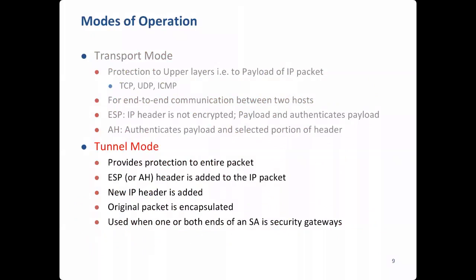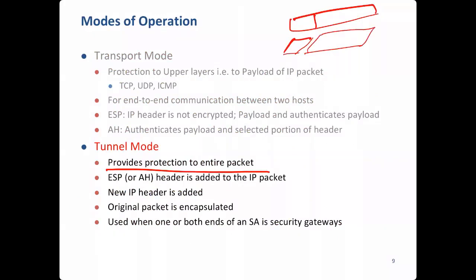Okay. So tunnel mode provides protection to the entire packet. Now in transport mode, we have looked at this original IP packet. Then what we have done is split this into the header part, and in between we have inserted something, which is the shim. And then this part comes here with some extra things, some trailer, etc. So this was the mechanism.